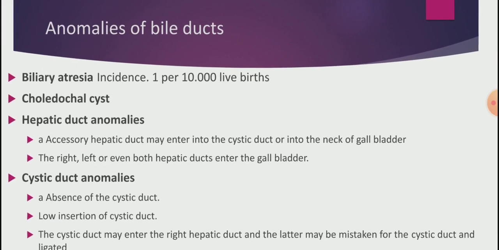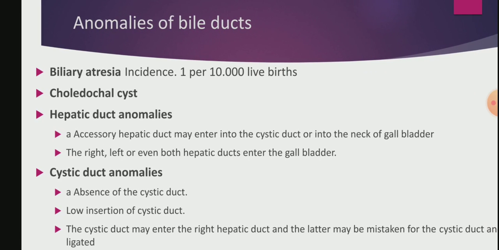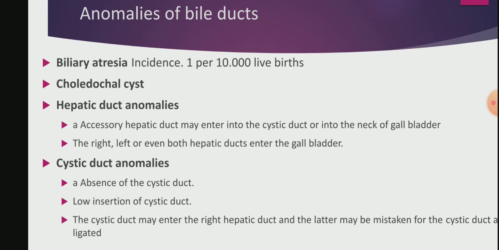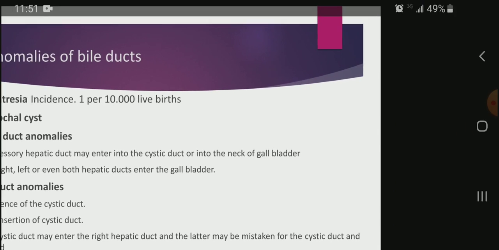Anomalies of bile duct: either biliary atresia, choledochal cyst. Hepatic duct anomalies: an accessory hepatic duct may enter into the cystic duct or into the neck of the gallbladder. The right, left, or even both hepatic ducts may enter the gallbladder directly. Cystic duct anomalies: absence of the cystic duct, low insertion of the cystic duct, or the cystic duct may enter the right hepatic duct, and this can be mistaken for the cystic duct and can be ligated and injured.